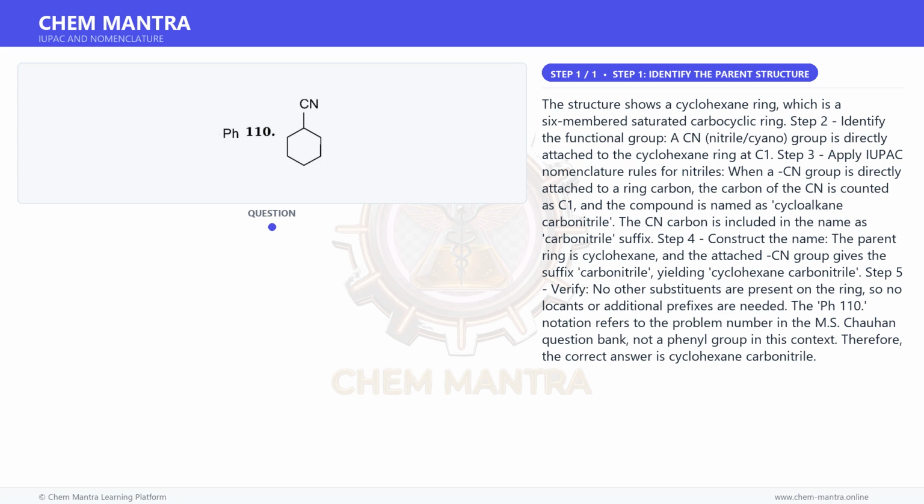Step 2. Identify the functional group. A CN, nitrile or cyano, group is directly attached to the cyclohexane ring at C1.